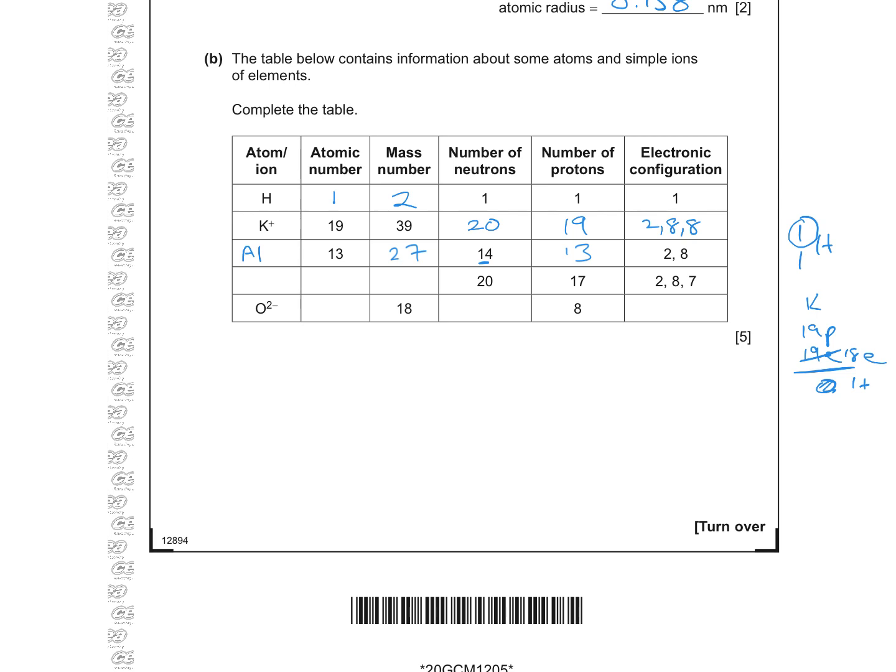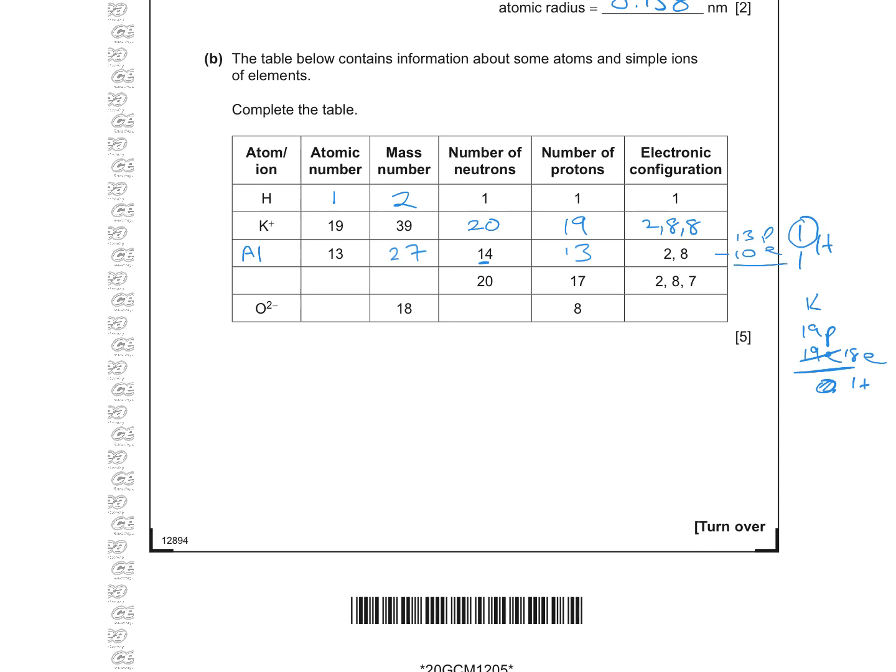If this had been an atom, it would have been 2, 8, 3. So 13 electrons, 13 protons, they would have cancelled out and made the atom neutral. But this is 2, 8, so that gives 10 electrons, but there are 13 protons.